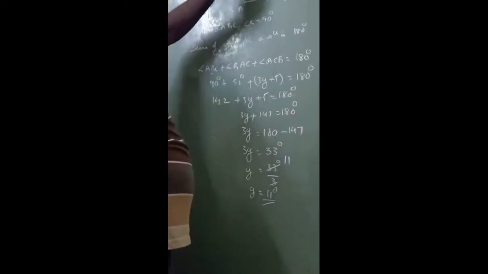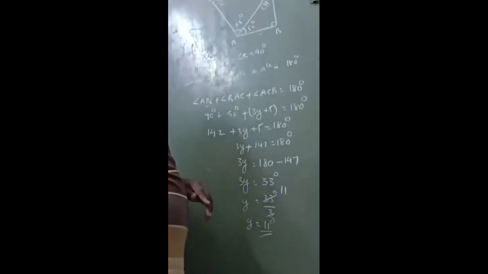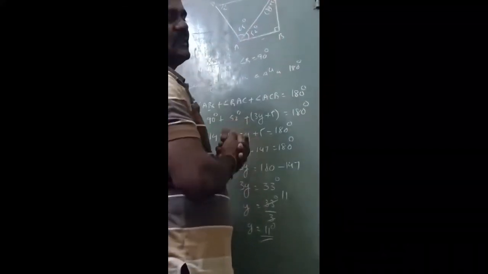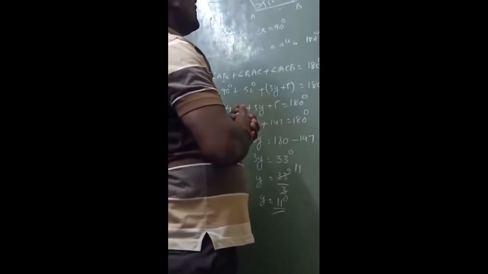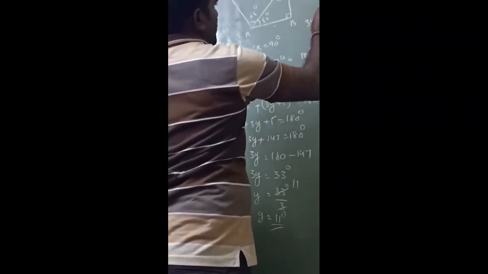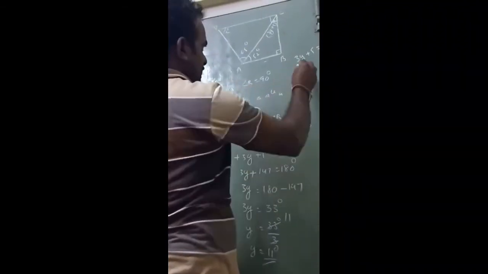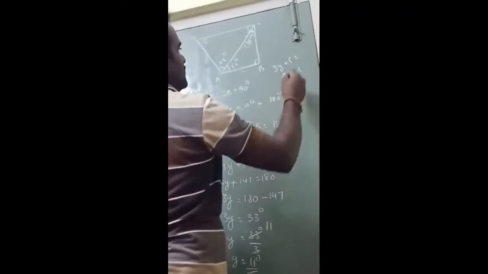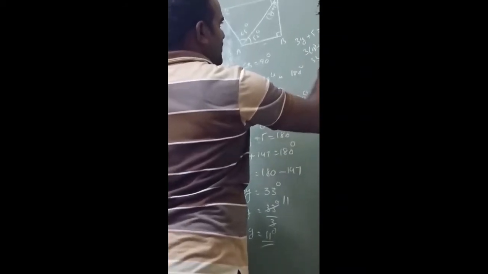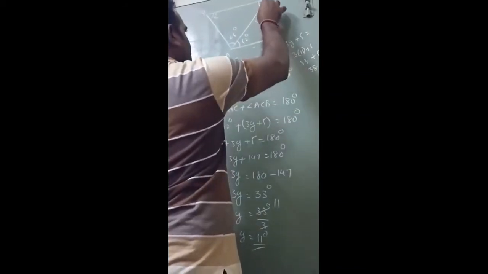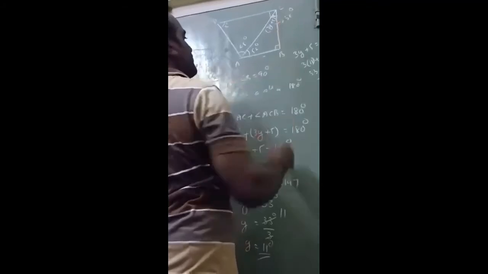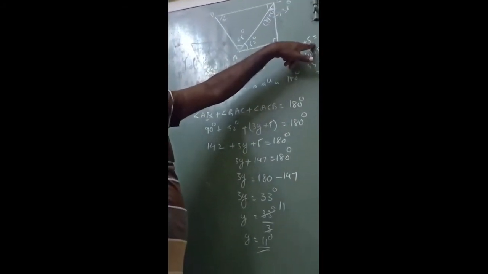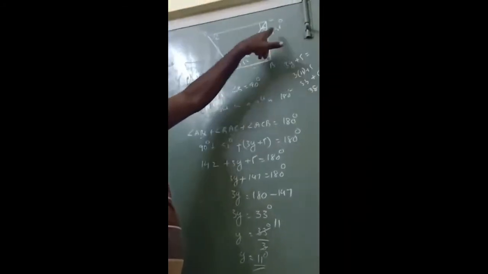Here ACD is also another triangle. This angle is equal to 90. Here 3y plus 5: 3 into the y value 11 is 33, plus 5 is equal to 38. So this angle is equal to 38 degrees.